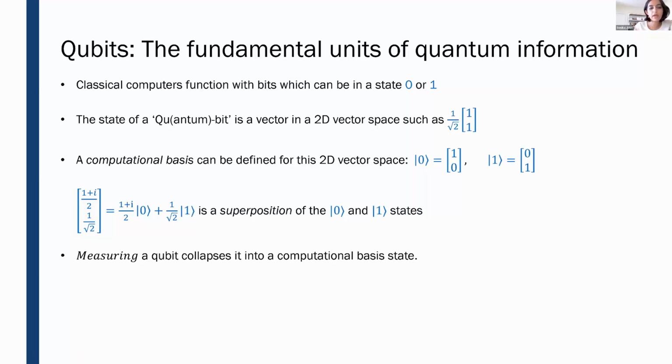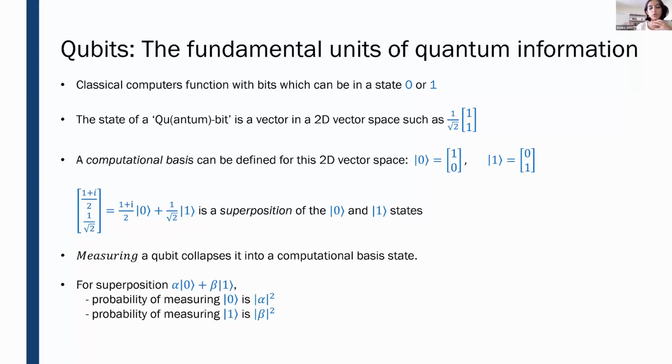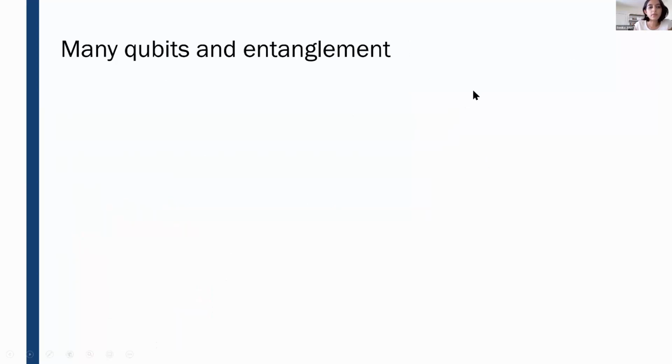Even though a qubit can exist in this superposition, when you measure it, it collapses into a computational basis state. For example, if you had a superposition alpha 0 plus beta 1, with these complex numbers alpha and beta, the probability of measuring a 0 would be alpha squared, and the probability of measuring a 1 would be beta squared. The sum of probabilities is equal to 1, and that sets the normalization of the vector in this 2D vector space. So this vector is the fundamental unit of quantum information.